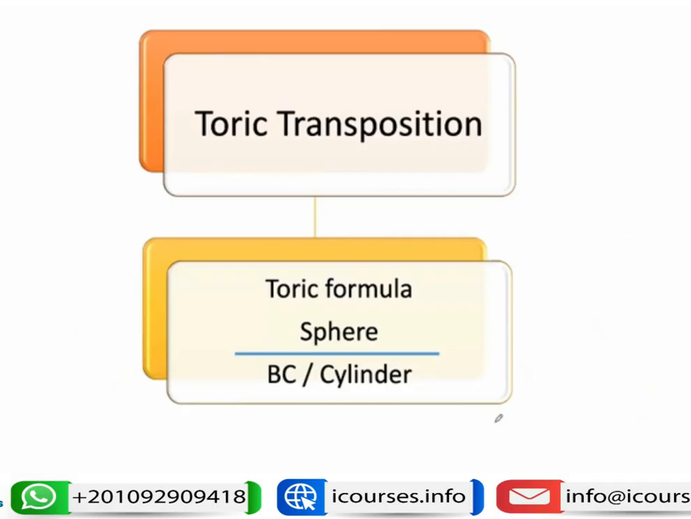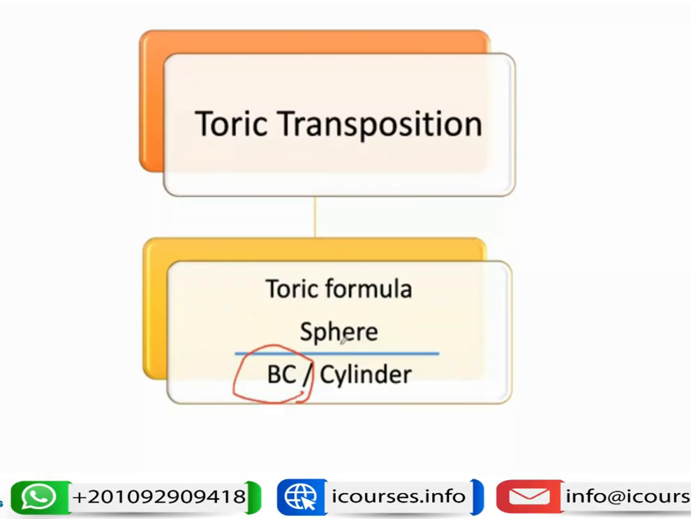Another form, or the second form of transposition, is called the toric transposition. Toric transposition is used for transposition of the toric contact lens. So the toric contact lens has another variable, which is called the base curve. We will talk about the base curve when we discuss the contact lens lecture. For now, just know it as a number.